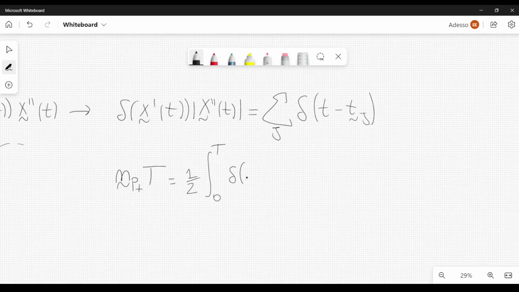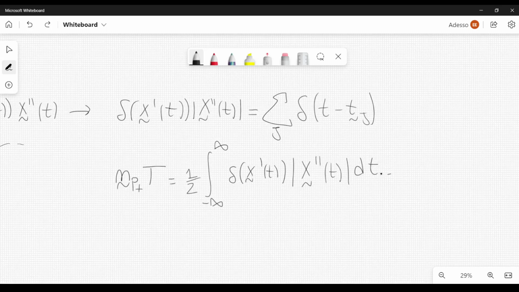So here I can write delta of x prime of t times absolute value of x double prime of t dt. And we can also rewrite the same integral. Instead of 0 to T, we can integrate from minus infinity to infinity. It's just the same. So in this case, the signal starts at 0 and it goes to capital T because that's the duration of the signal, but we can simply integrate from minus infinity to infinity. We know that the signal is defined between 0 and T, so this will reduce to the integral from 0 to T, but it's not so important.